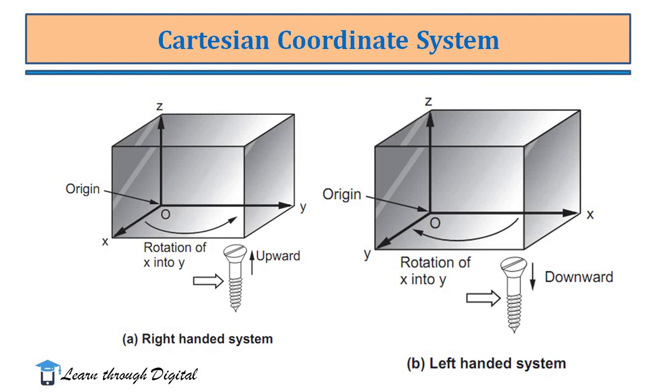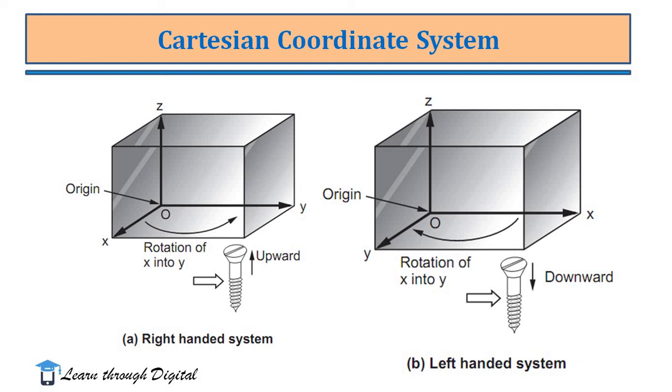First, we are going to talk about Cartesian coordinate system. This is also called rectangular coordinate system. This system has 3 coordinate axes represented as x, y and z, which are mutually perpendicular at right angles to each other. These 3 axes intersect at a common point called origin of the system.